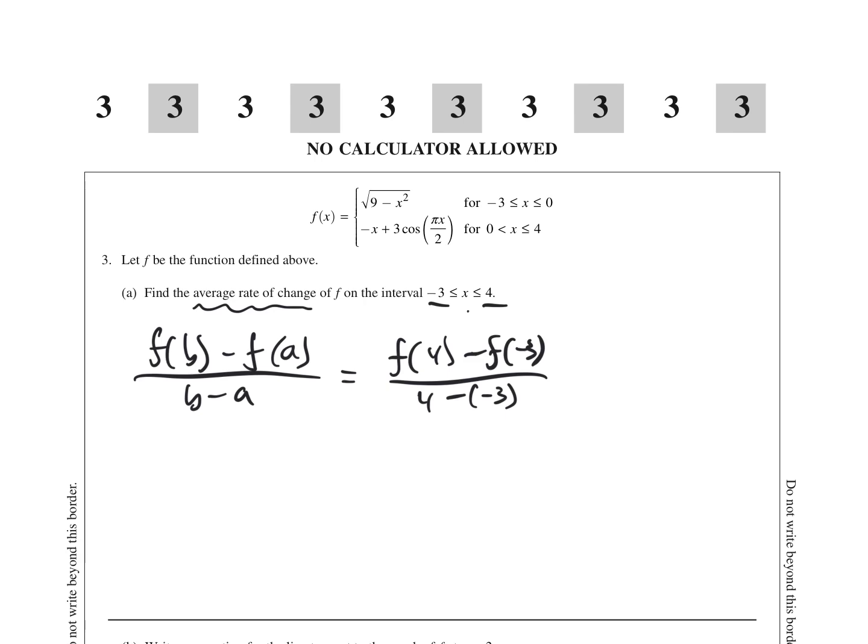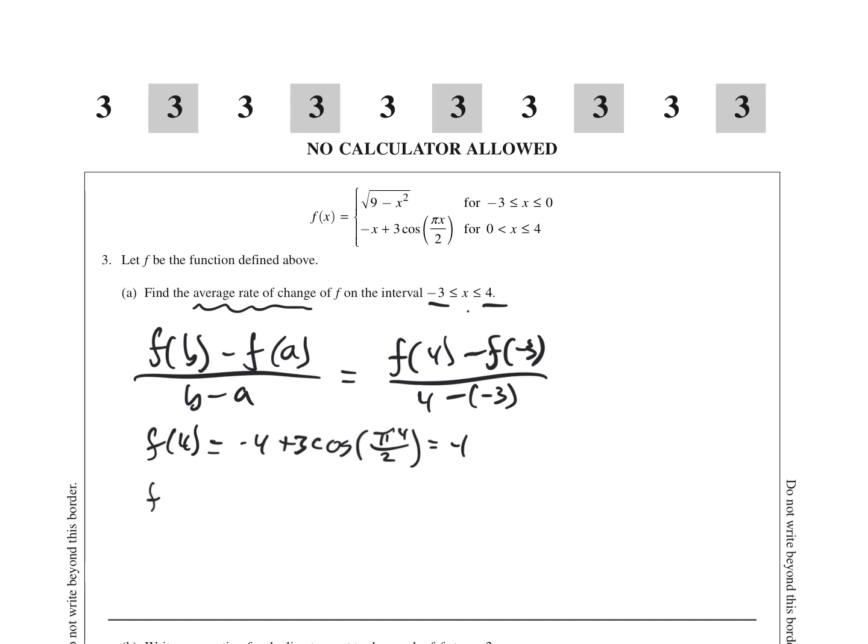Well, this is a piecewise. So at x is 4, the function is defined in two different ways. And so f of 4 gets this second piece of the function, this second definition. So f of 4 is... Let's go ahead and just compute that over here. Negative 4 plus 3 times cosine of pi times 4 over 2. All right. Well, this is a 2 pi. Cosine of 2 pi is 1 times 3, which is 3, plus negative 4, which is negative 1.